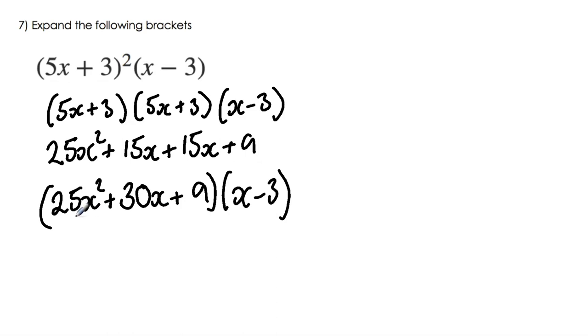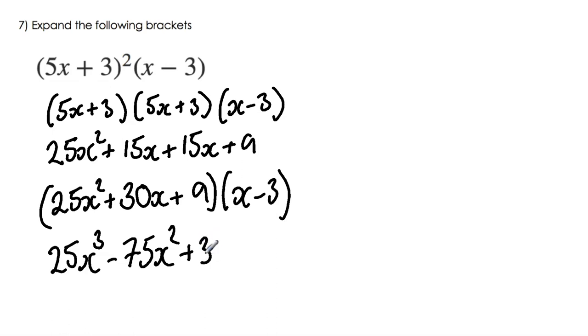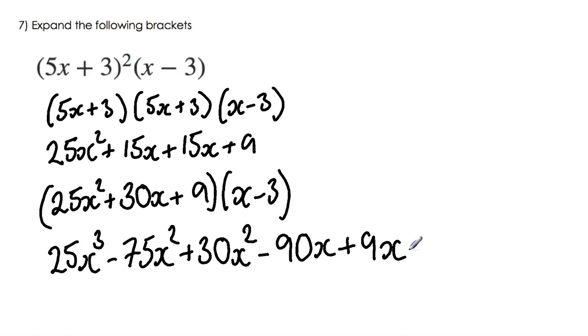25x squared times x is 25x cubed. 25x squared times negative 3 is minus 75x squared. 30x times x is positive 30x squared. 30x times negative 3 is minus 90x. 9 times x, which is 9x. 9 times negative 3 is minus 27.